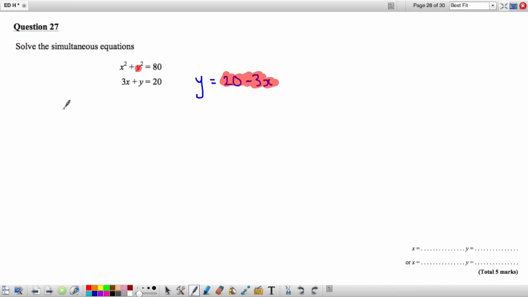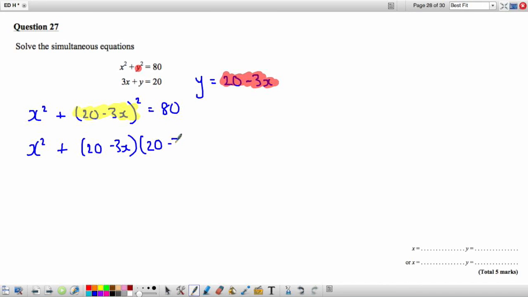So doing that, we have x squared plus bracket 20 minus 3x squared equals 80. We now have an equation just with x's. So first, let's expand this bracket here. So this stays here. We've got our plus here that we will come back to, but we're then going to have 20 minus 3x bracket 20 minus 3x is equal to 80.